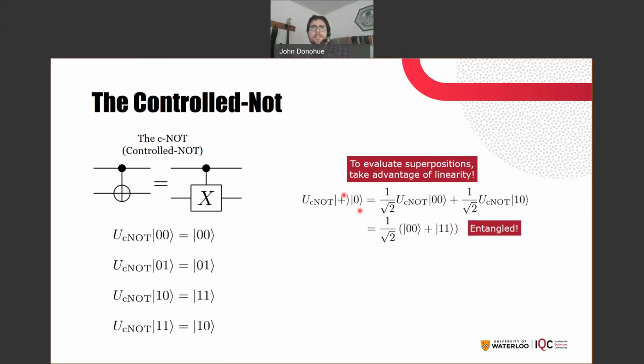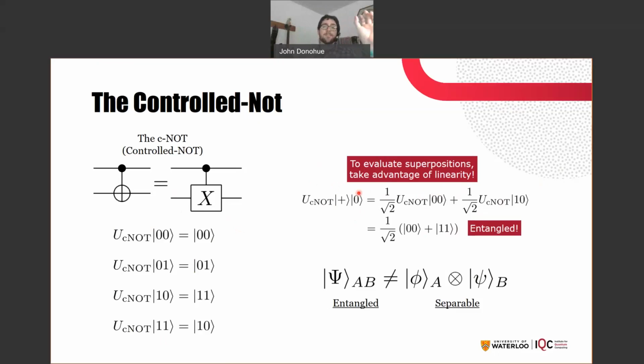Okay, so we start off with this state here, plus 0, and it's gone to the state 0, 0 plus 1, 1. This state actually has a very special property called entanglement. Okay, what does that mean? It means that the state is no longer separable. So we thought about this plus 0 state as Alice has plus, Bob has 0. Those are two separate states. Alice can measure her state without interfering at all with Bob's state. Bob's state is completely independent of Alice's state.